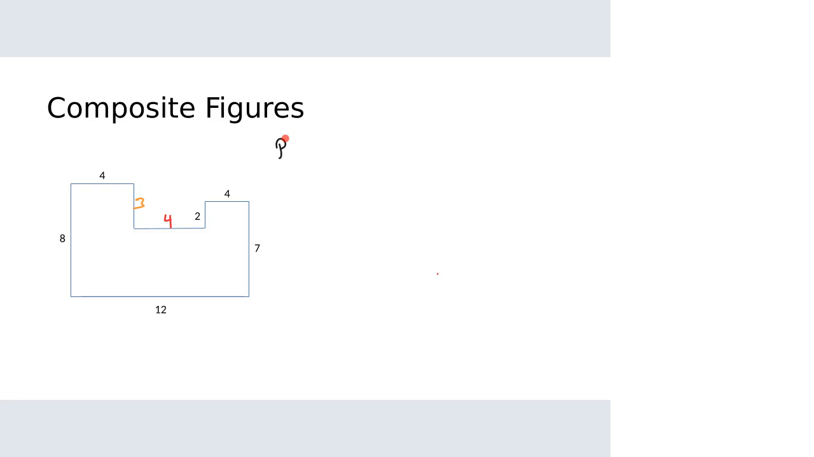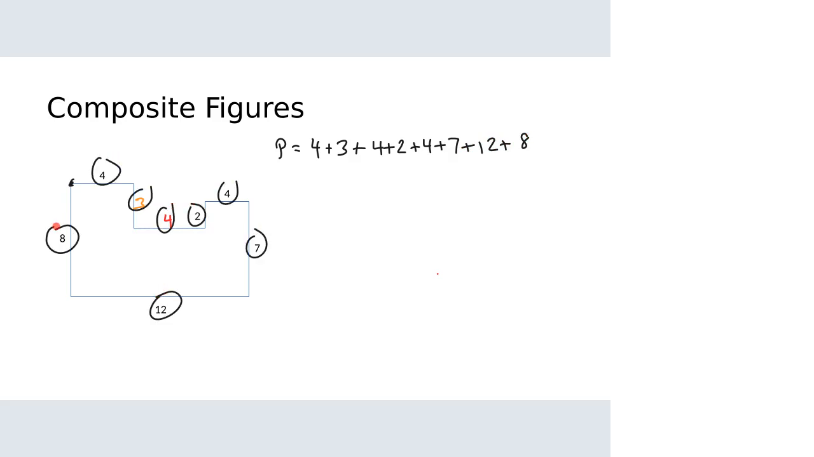All right, so our perimeter here is going to be 4 plus 3 plus 4 plus 2 plus 4 plus 7 plus 12 plus 8. Just to double check, that's 1, 2, 3, 4, 5, 6, 7, 8 numbers. Make sure I have 8 numbers. All right, now we'll add those up. 4 plus 3 plus 4 plus 2 plus 4 plus 7 plus 12 plus 8. Looks like 44 will be the perimeter of this figure.